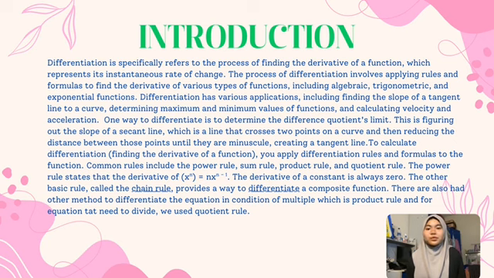Another basic rule, called the chain rule, provides a way to differentiate a composite function. There are also other methods to differentiate an equation involving multiplication, which is the product rule, and for an equation that needs to divide, we use the quotient rule. This is the differentiation table. When we differentiate the equation, we need to refer to the differentiation table.